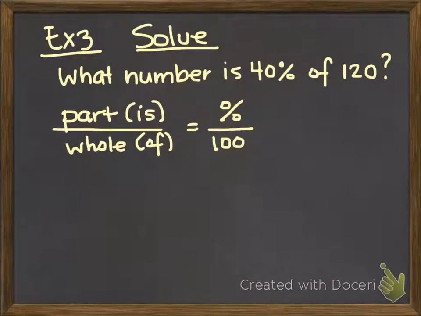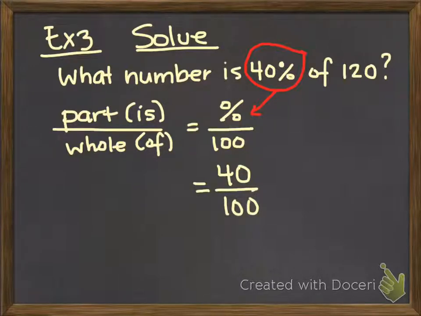Example 3, now we're going to solve percent problems. What number is 40% of 120? We're going to set this up as a proportion. The is over the of is the percent over 100. So we look for the percent first, so we know that it's 40%, so that will go in there. So now we have 40 over 100.